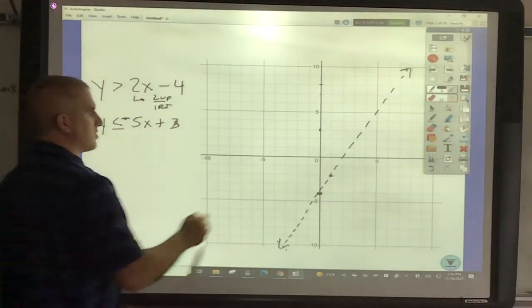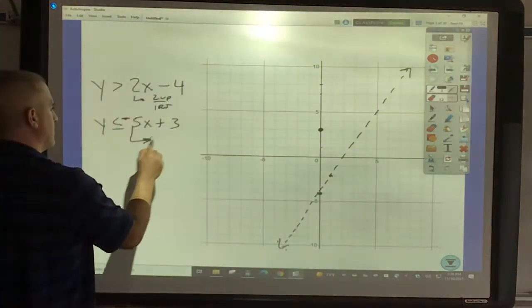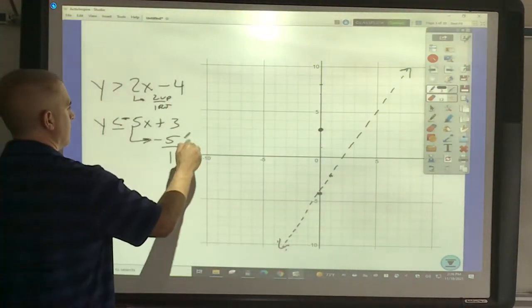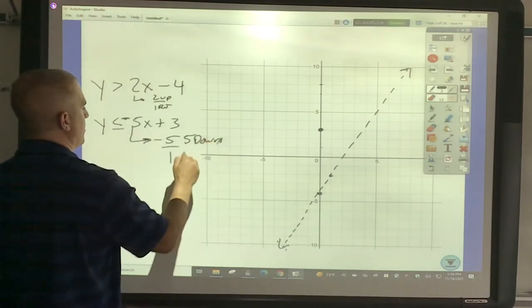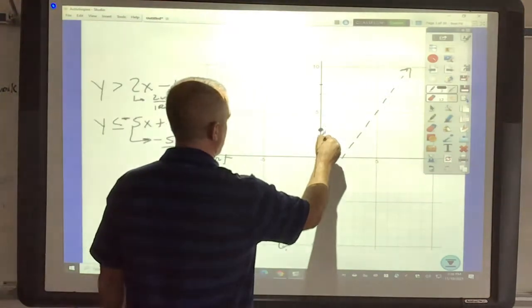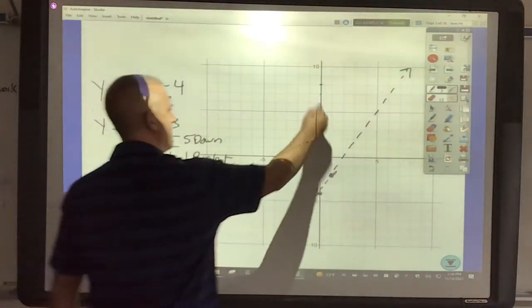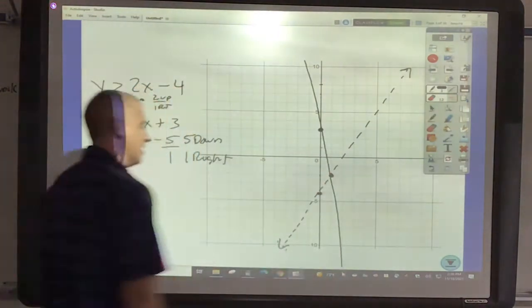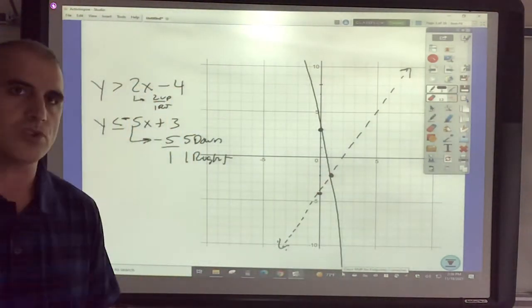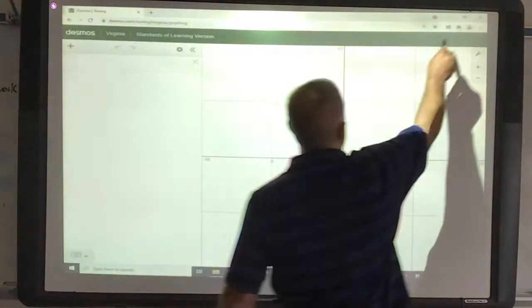This one, I want to start up 3. That's 5 down, 1 right. So 1, 2, 3, 4, 5, 1 right. Now this one will be a solid line. Once I get those, I can go ahead and go to Desmos.